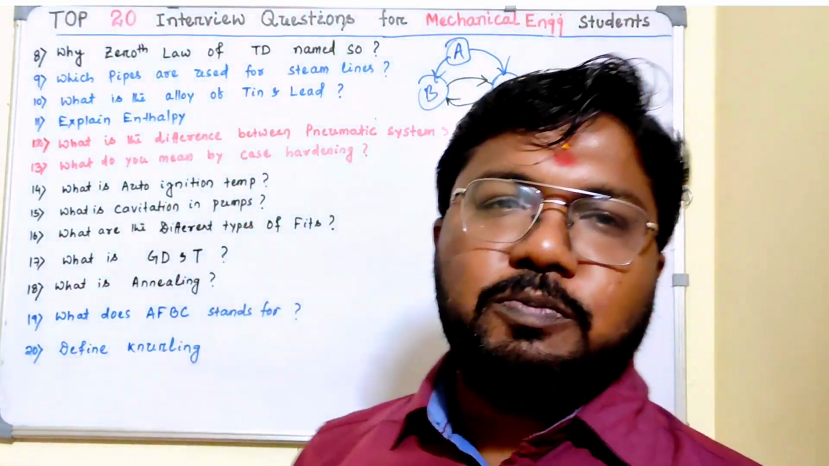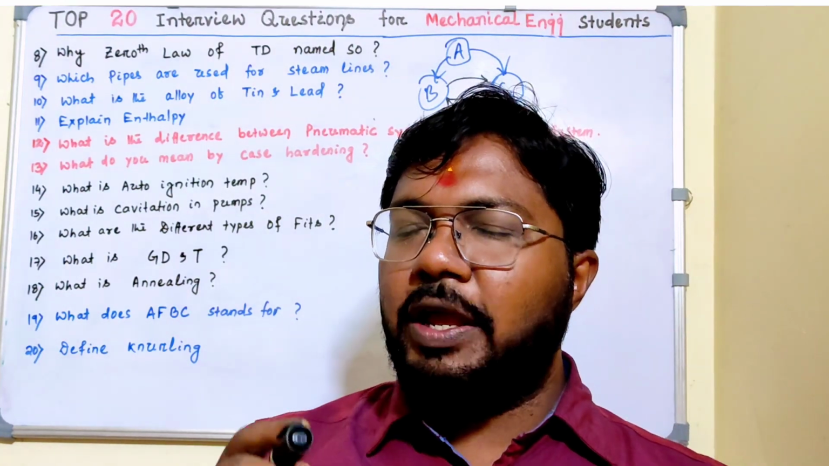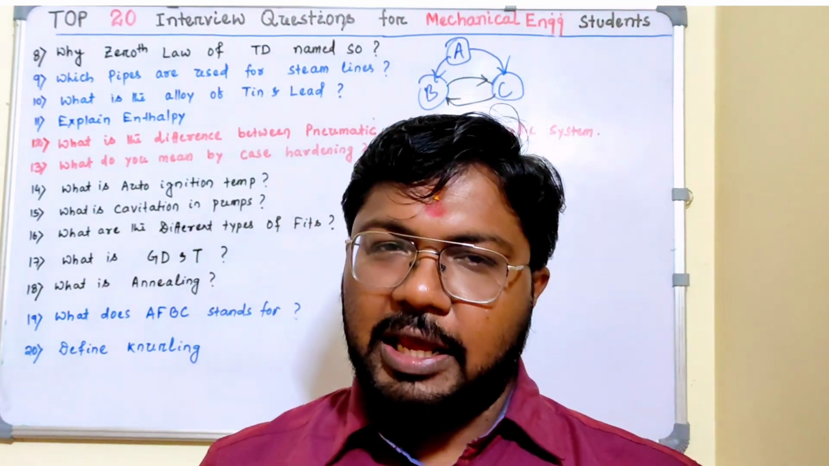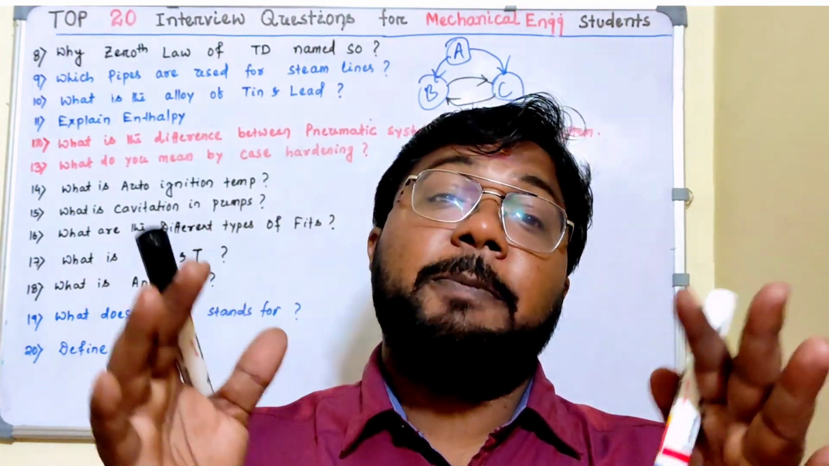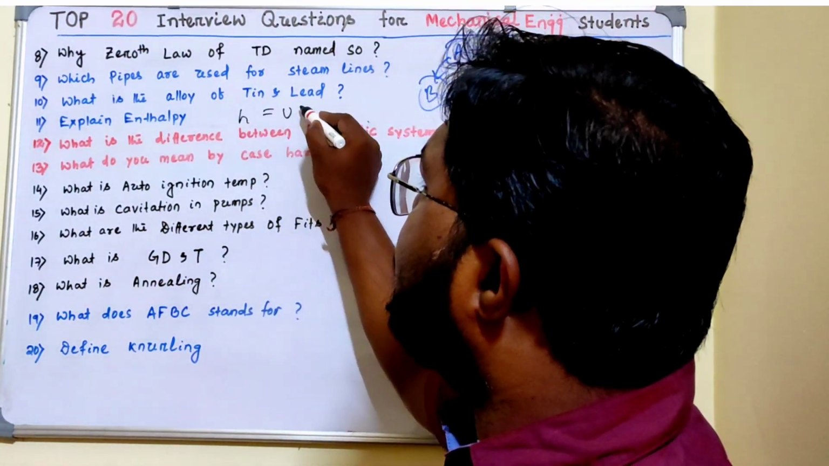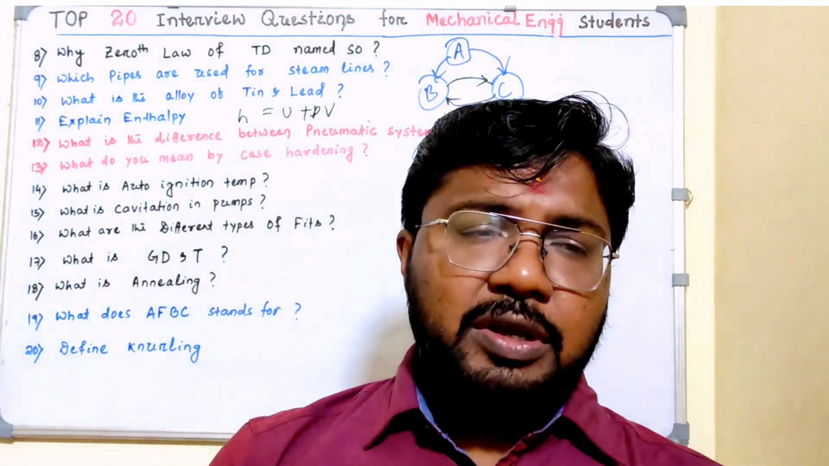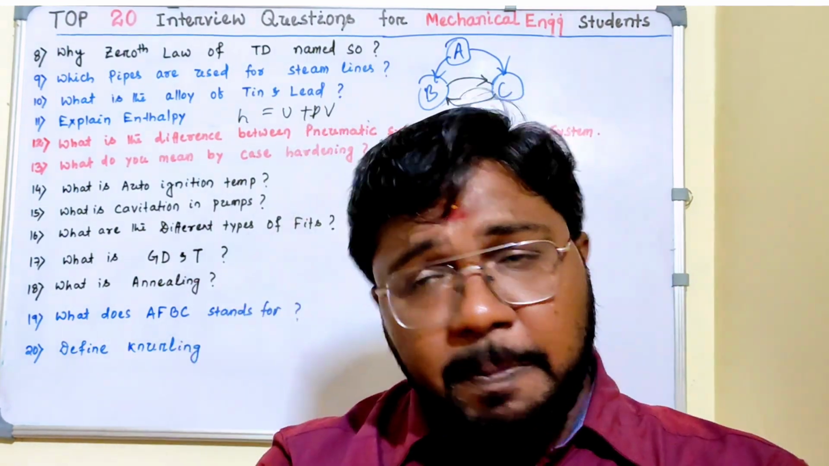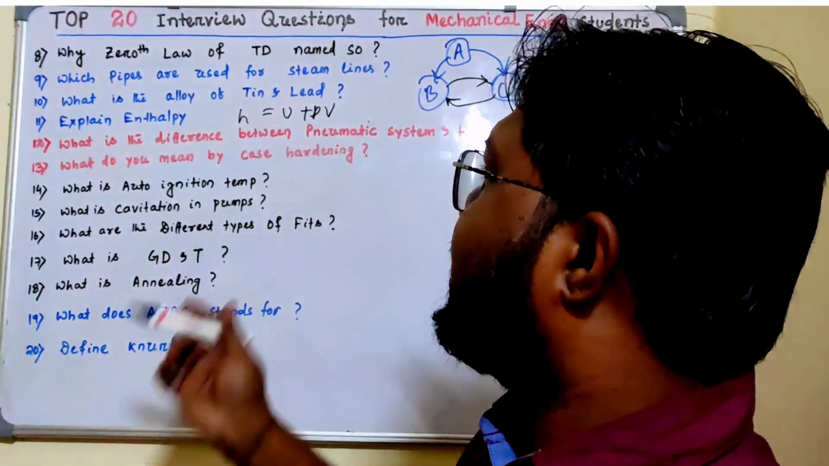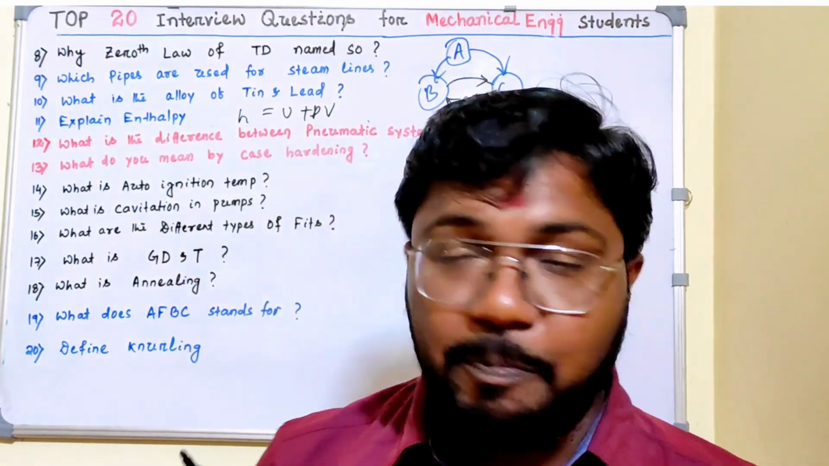Okay, next, explain enthalpy. Enthalpy is a very important term. Also, enthalpy does not have any specific definition. You can say that enthalpy is the heat content of a body. Enthalpy is denoted as H equals U plus PV. As U is the internal energy, a property of a system, and P and V are also properties of the system, you can say that this H, this enthalpy, is also a property of a system.